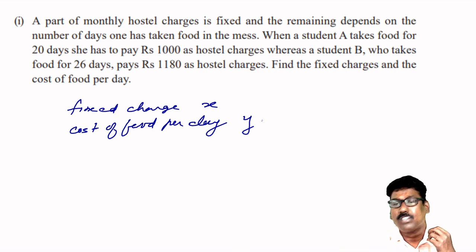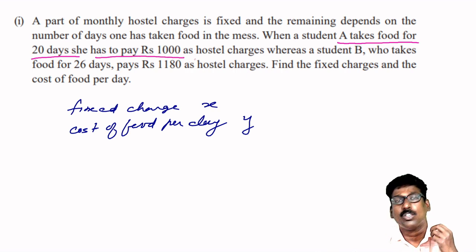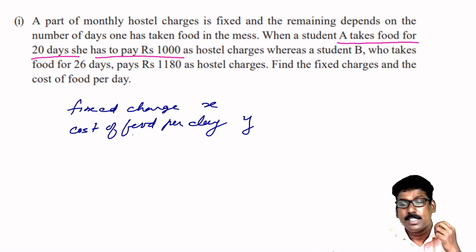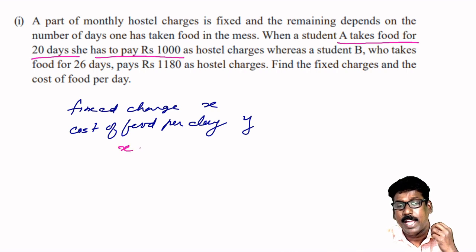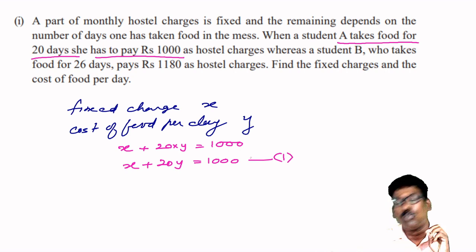Now according to the first condition, what is the first condition? A takes food for 20 days. She has to pay rupees 1000. For 20 days, the fixed charge you can take as X, and for 20 days, per day you have to charge Y rupees. That is 20 into Y, which comes to rupees 1000. That means X plus 20Y is equal to 1000 is equation number 1.